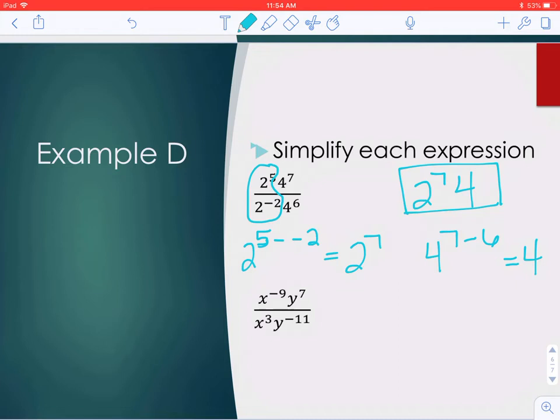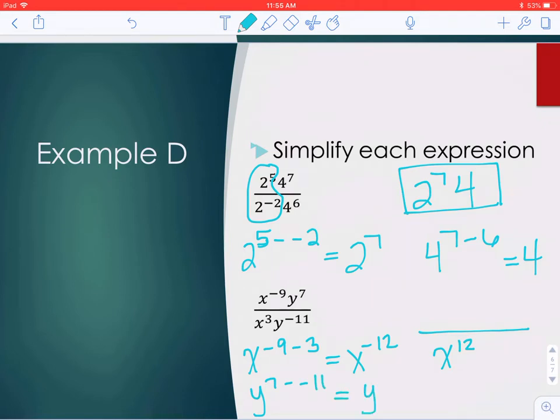X to the negative 9 over x to the 3rd is like having x to the negative 9 minus 3, which is x to the negative 12. So in order to make that a positive exponent, I put it in the bottom of the fraction. And then y to the 7th minus negative 11 is y to the 18th. And that's a positive exponent, so it belongs in the top.